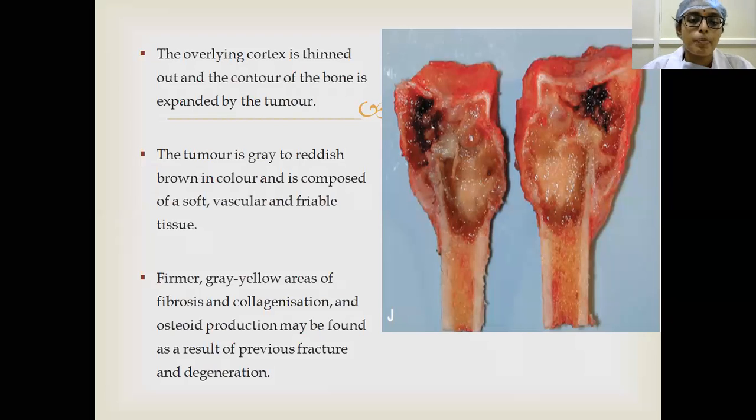So please note that. And the tumor is also gray to reddish brown in color, and it is composed of soft, vascular and fibrous tissue. And there will also be areas of fibrosis and collagenization, and osteoid production may be found as a result of previous fracture or degeneration.